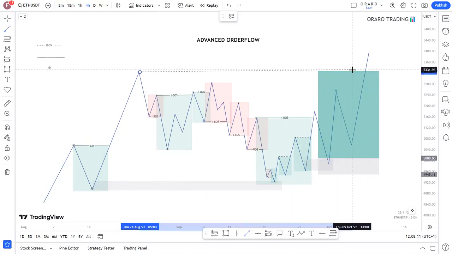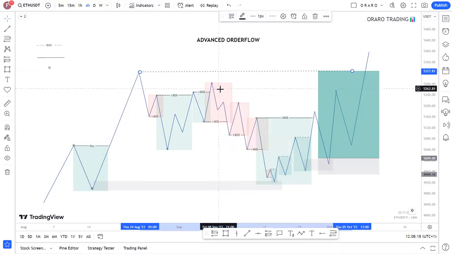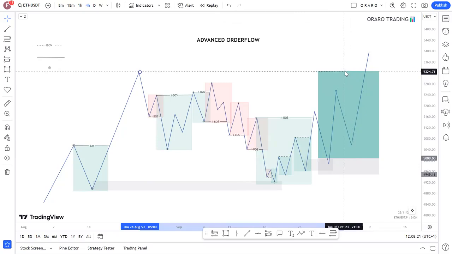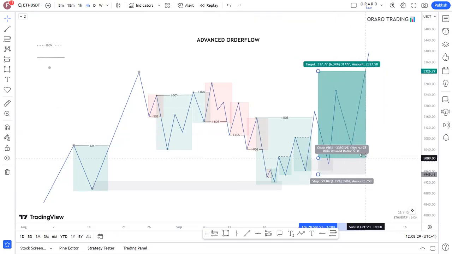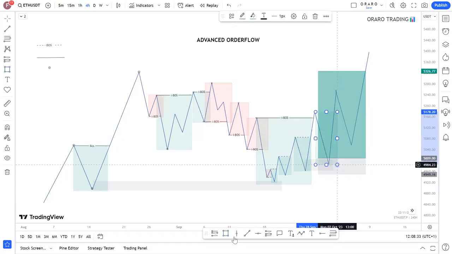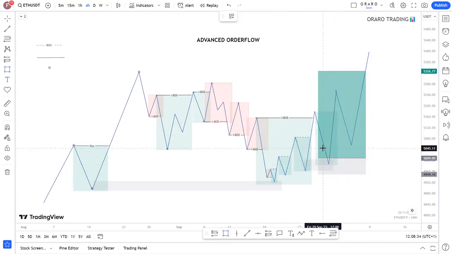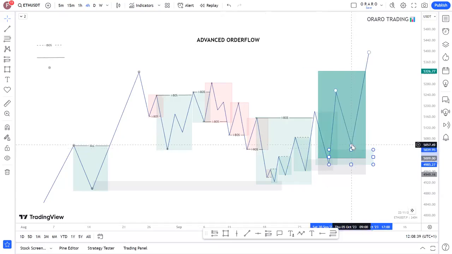So you can target your weak swing high. You can target it. So you can see how you can trade using order flow. You can use order flow for confirmation. You can use order flow just to understand more. So you can continue from here.